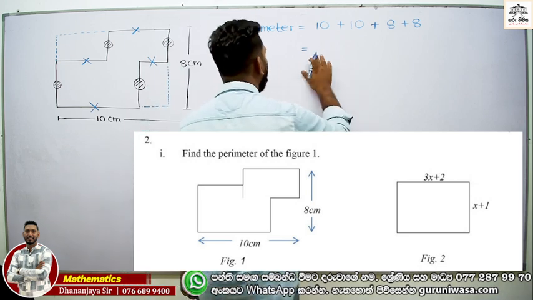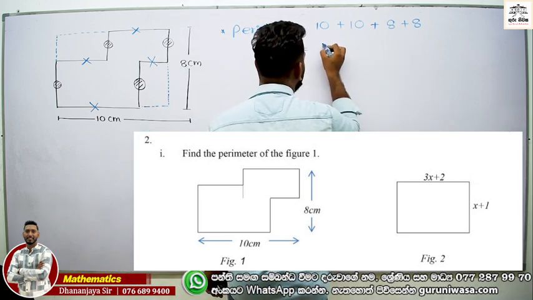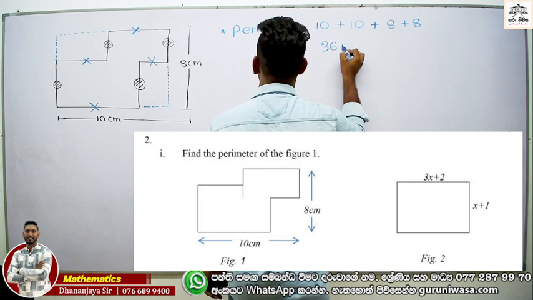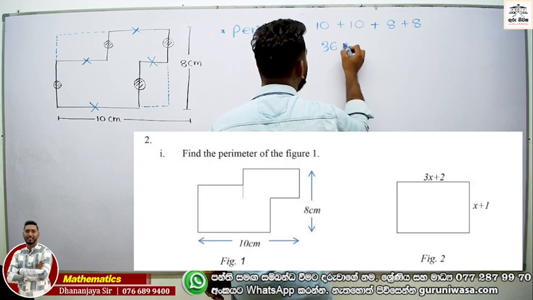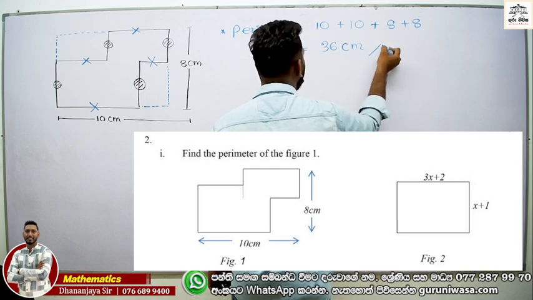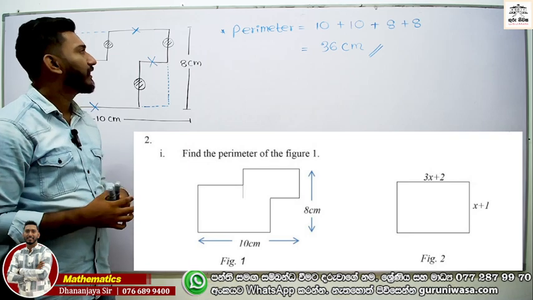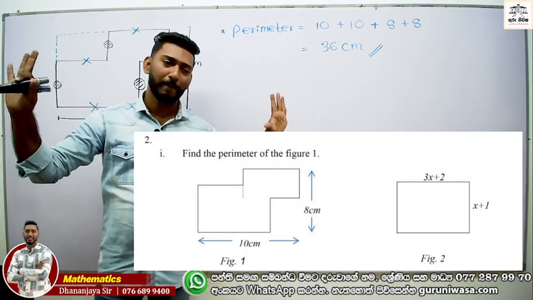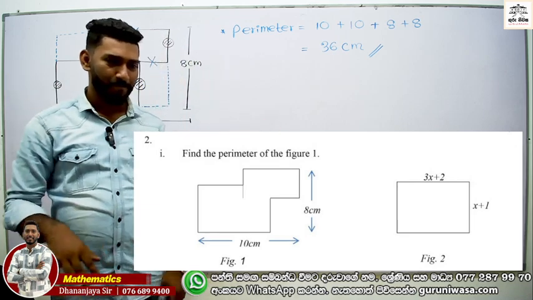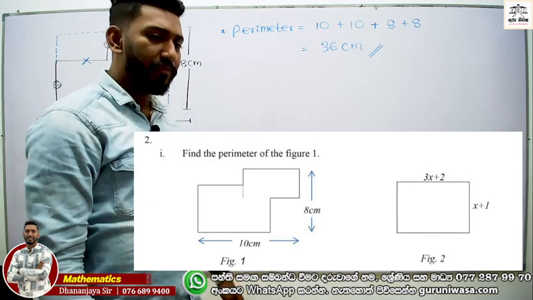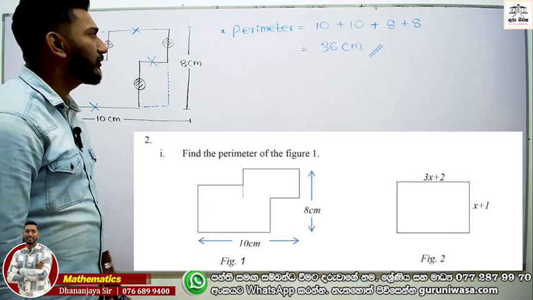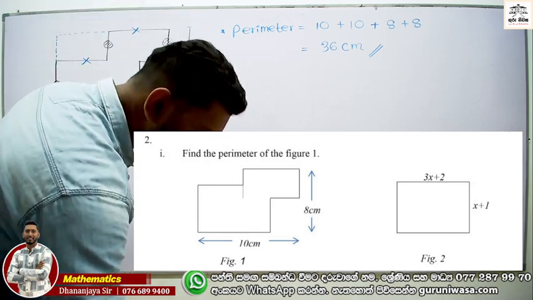Therefore 10, 20, 28, 36. Sorry, 36 centimeters. The unit should be centimeters. Did everybody understand that? Very easy. Yes, sir. Now only figure 1. They are only asking for the perimeter of figure 1, okay? Right.